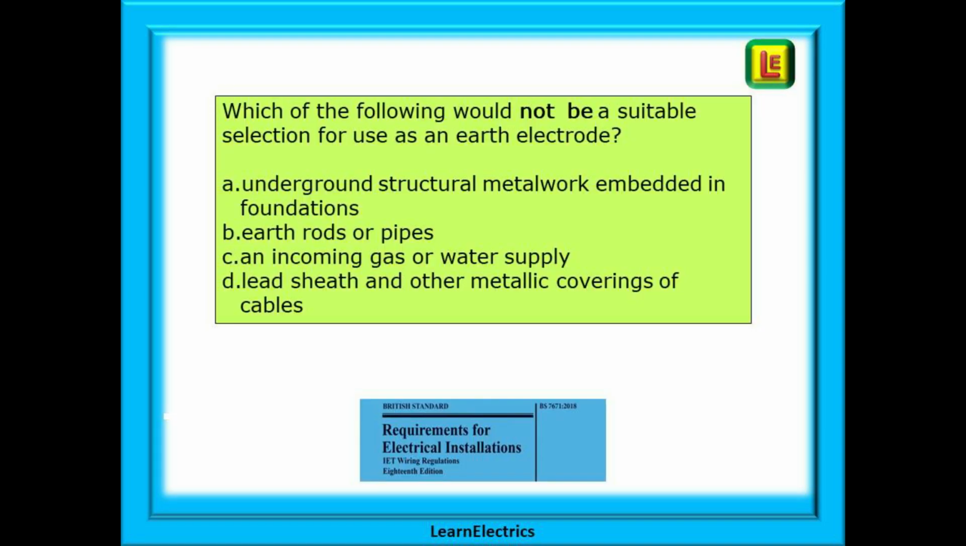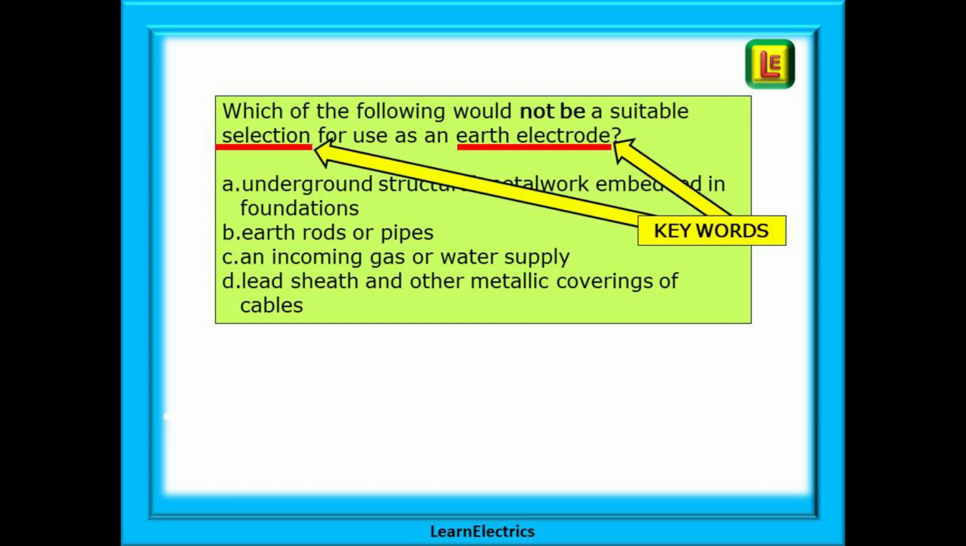Which of the following would not be a suitable selection for use as an earth electrode? Pause and try to pick out the key words yourself. It's all good practice for the exam. The key words here are selection and earth electrode. They will appear somewhere in the answer.